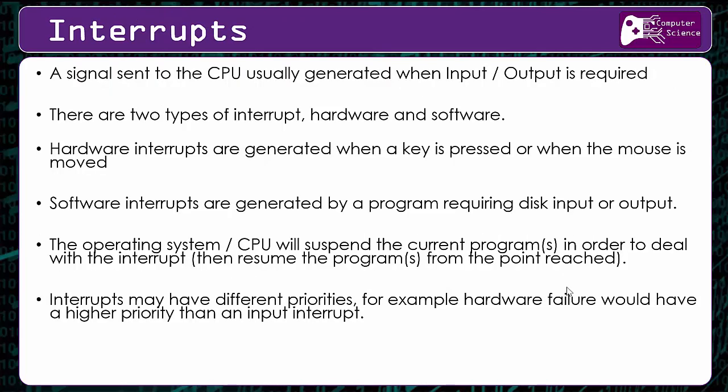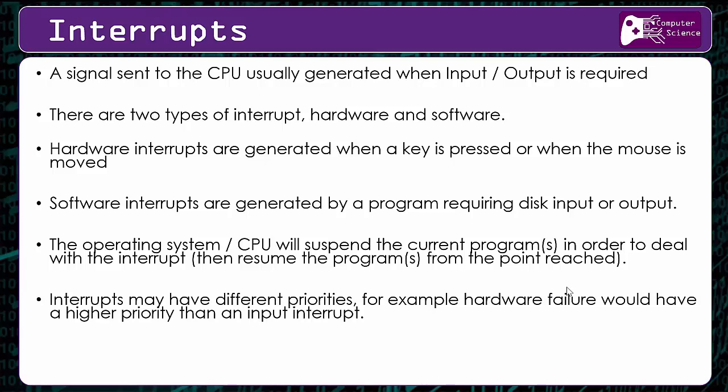So interrupts, we said that certain tasks can interrupt others, and there's a ranking of which tasks sort of outrank others in terms of what is most important. So a signal is sent to the CPU, which is normally generated when an input or output is required. And there are two types of interrupt. There's hardware and software. Hardware interrupts are generated when a key is pressed or when the mouse is moved, and software interrupts are generated by programs requiring some disk input or output.